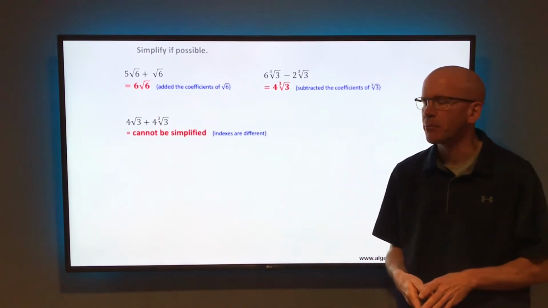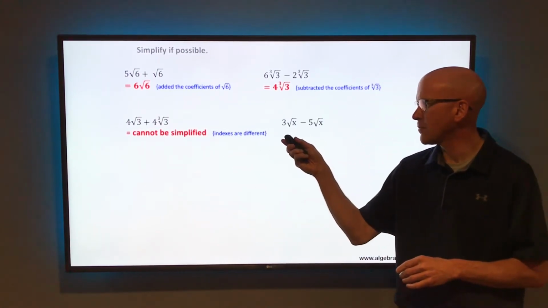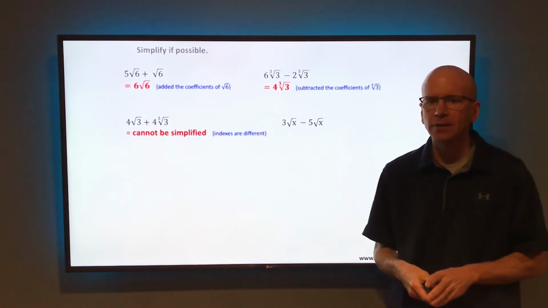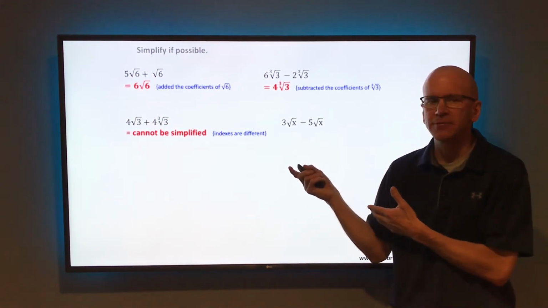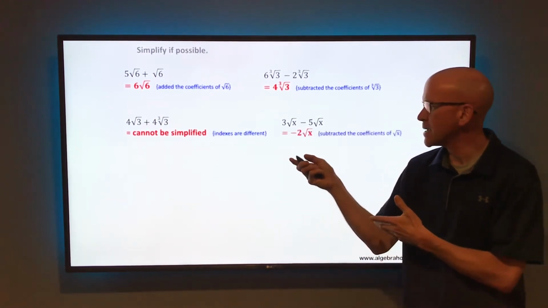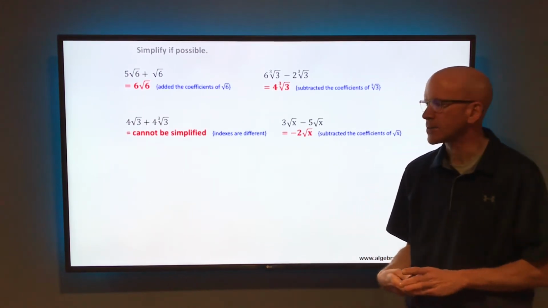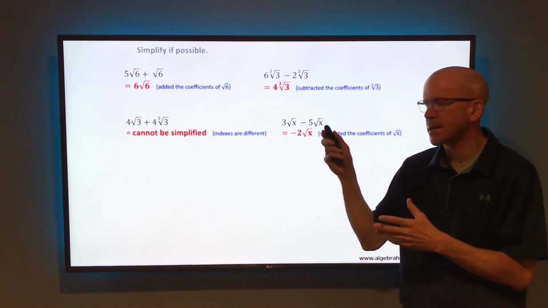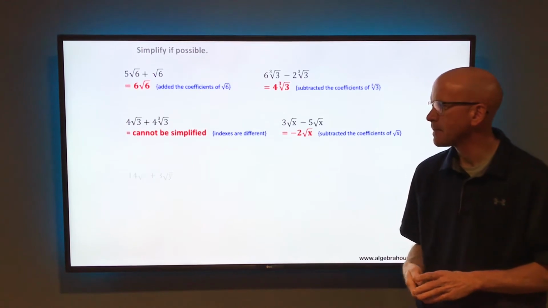That cannot be simplified. 3 times the square root of x minus 5 times the square root of x. It'd be just like 3x minus 5x is negative 2x. This would be negative 2 times the square root of x. Again, do not change what's under the radical sign. Do not change the root.